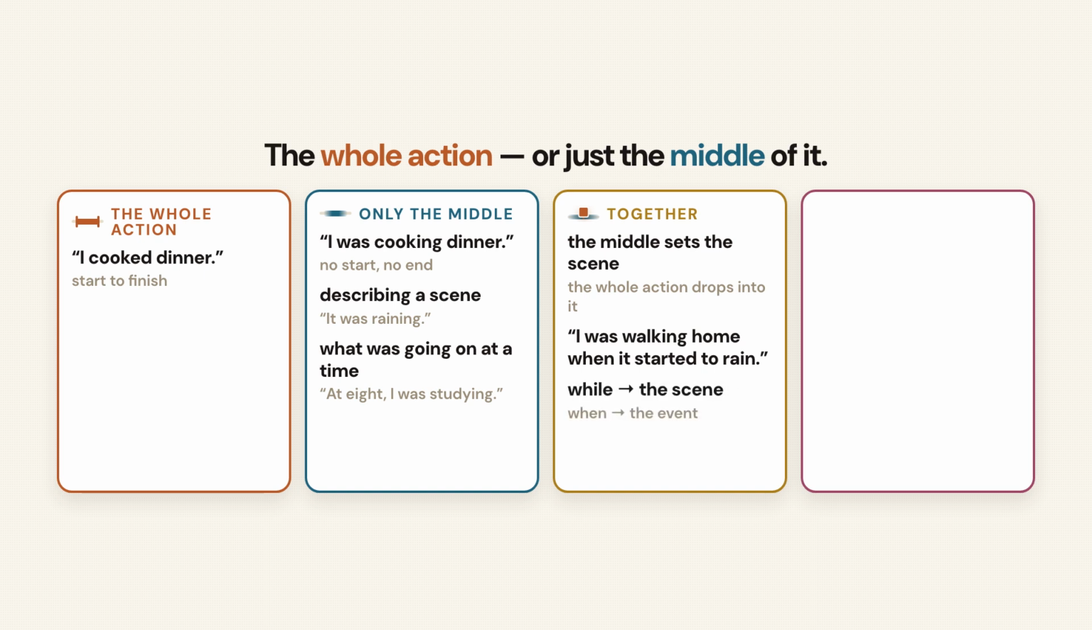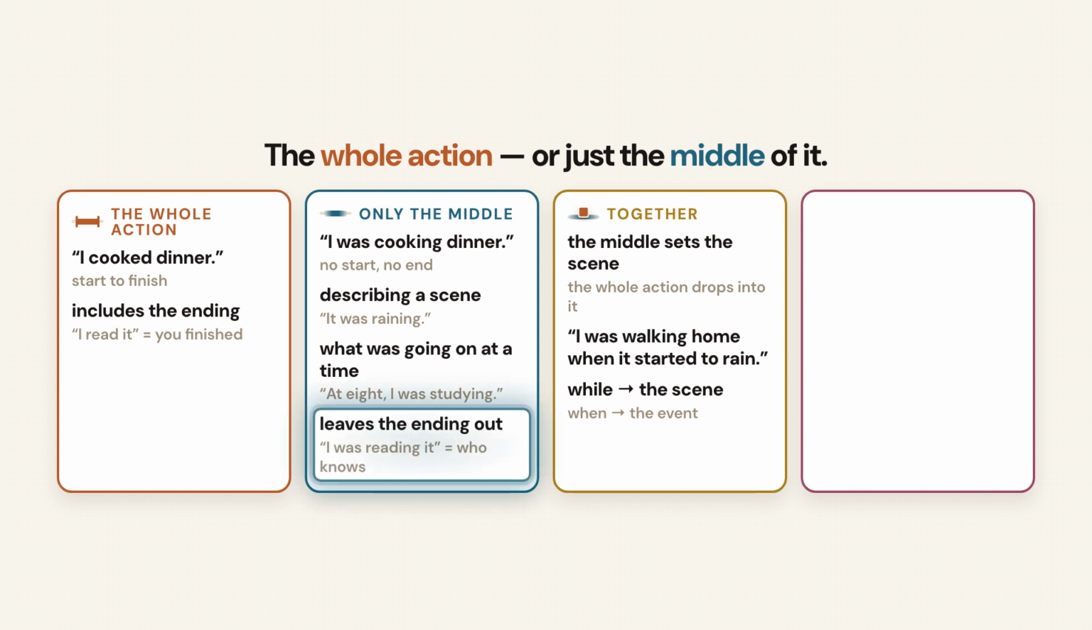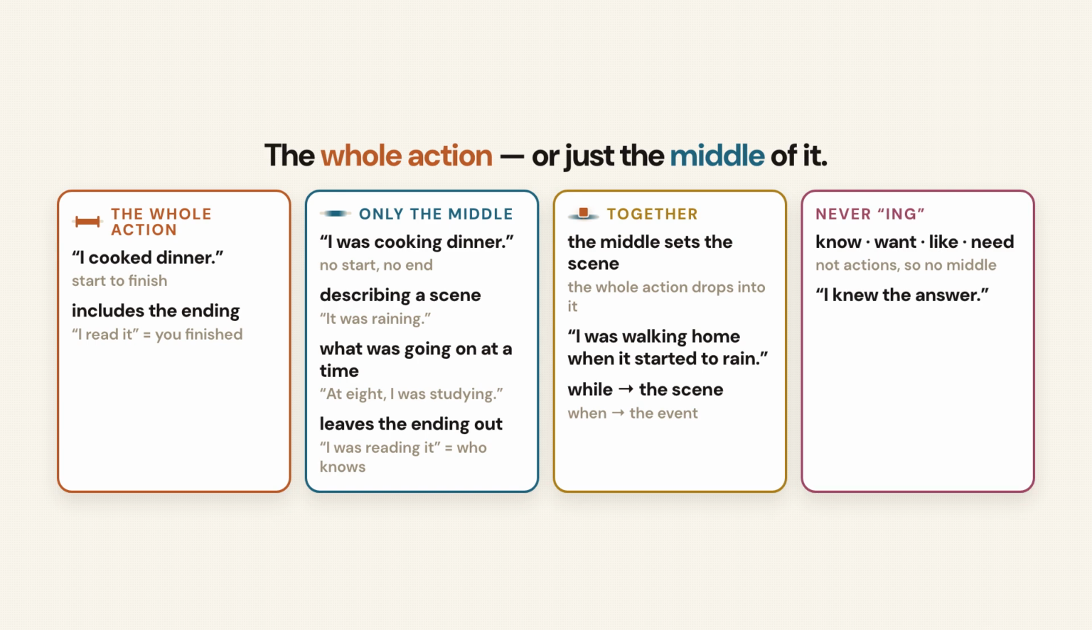While goes with the scene. When goes with the event. The whole action includes the ending. The middle leaves it out. So, "I was reading" doesn't tell you if I finished. Know, want, like, need. Not actions, so no middle and never ing. And if you're not sure, use the simple past. That's it, the whole thing or the middle of it. Once you hear it that way, you'll stop guessing.